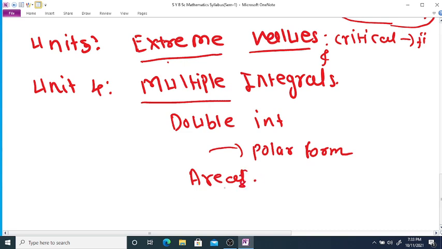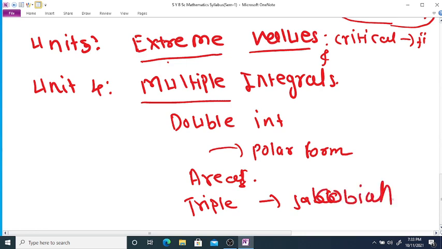Then again we are going to see here triple integrals. Then Jacobian, with the help of Jacobian we are going to transform, change the variable of multiple integral. Also one more important point here, we are going to change the order of integration.